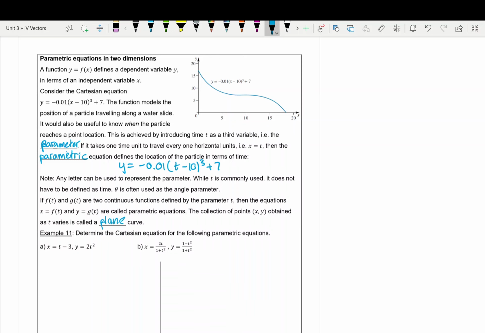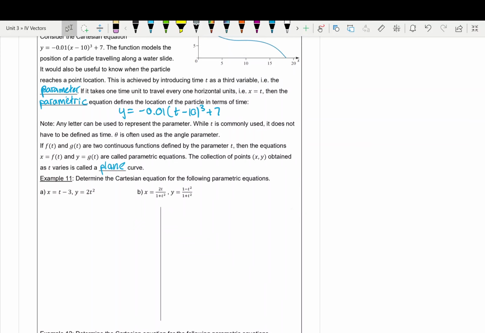So let's determine the Cartesian equation for the following parametric equations. To start, we've got x equals t minus 3 and y equals 2t squared. What we want to do here is rearrange the first equation to make t the subject. To do that, we need to add 3 to both sides. So we get t is equal to x plus 3.